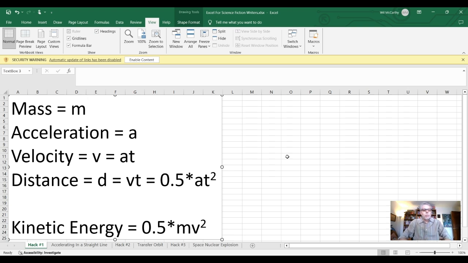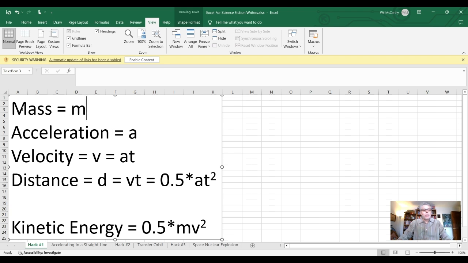Okay, today we're going to be studying the acceleration of an object in a straight line. Maybe it's a spaceship. Maybe we're writing a science fiction story and we want to accurately determine how quickly our spaceship gets around. Maybe it's a homework problem. It doesn't really matter why you want to model acceleration in a straight line. It's a very straightforward thing to do using Microsoft Excel, so we're going to do that.